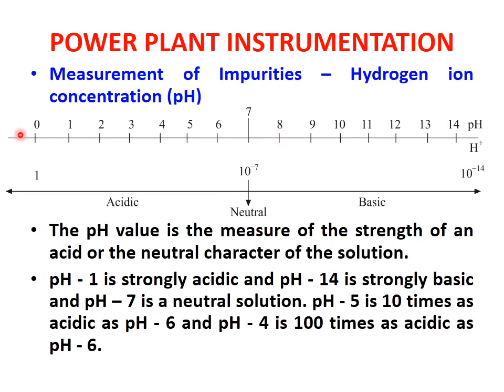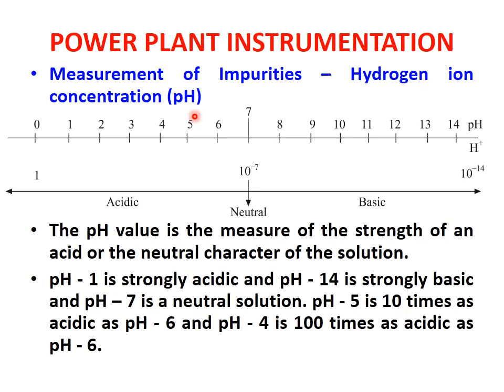This is the scale which is shown, known as the pH scale. The values start from 0 and go up to 14. This is known as the pH value. At 7, that is, if pH is equal to 7, the water is in a neutral condition. If it is less than 7, the water becomes acidic in nature, and if it is more than 7, the water becomes a basic solution, which is an alkali solution.